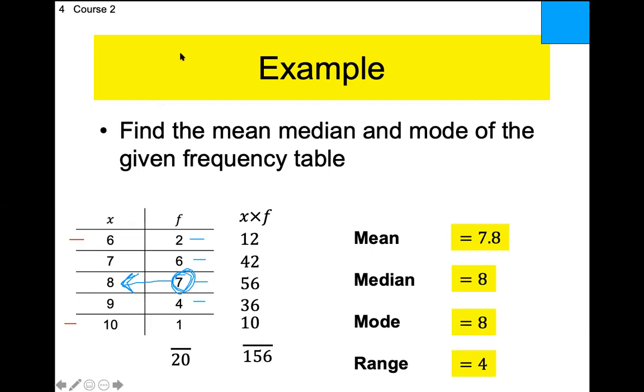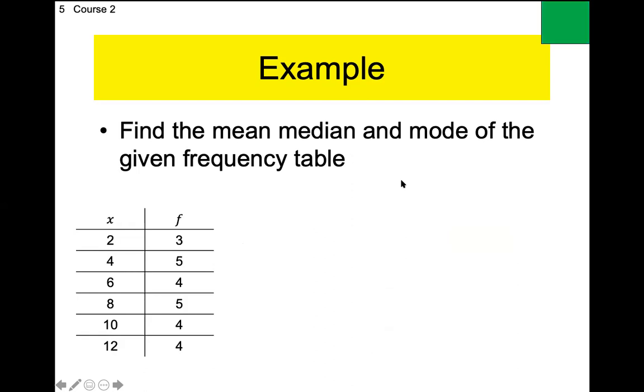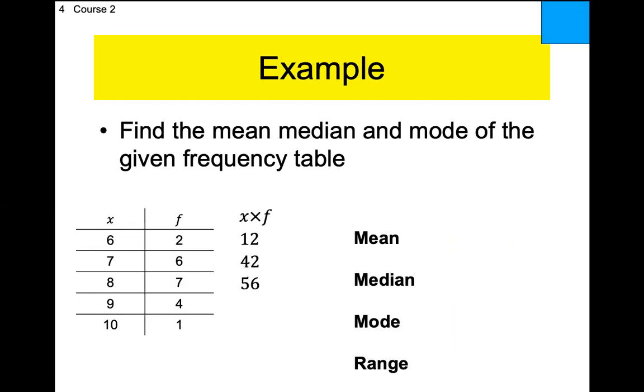All right. I feel like I need to do that one more time before we move on to another example. So one more time, painful. You'll be presented with a frequency table and be asked to find the mean, median, mode, and range. To find the mean, add a third column. Multiply the first and the second column together. 12, 42, 56, 36, and 10. Add the second column, add the third column. To find the mean, it's the third column divided by the second column. 156 divided by 20 is 7.8.